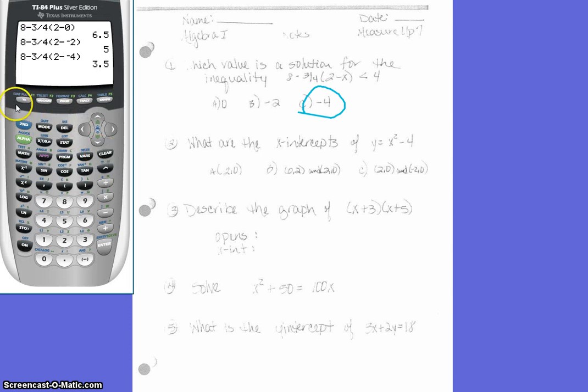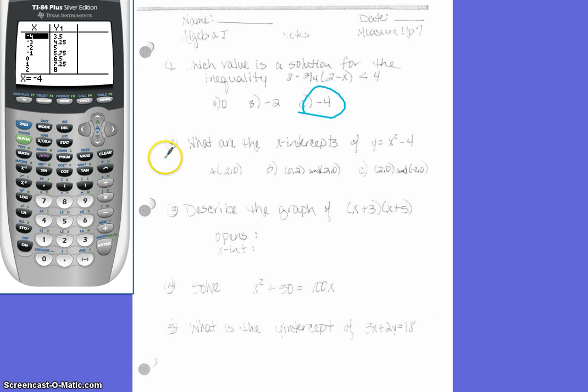You could also put everything before the inequality sign at y equal, and you would say 8 minus 3 divided by 4, open, 2 minus x, close. You would go to your table, and you would go to where x is 0, so let me have it start at 0. And at 0 it's 6.5, 6.5 is not less than 4. Then go up to -2, 5, and then finally -4 is 3.5. Either way works. You're going to get the same answer.